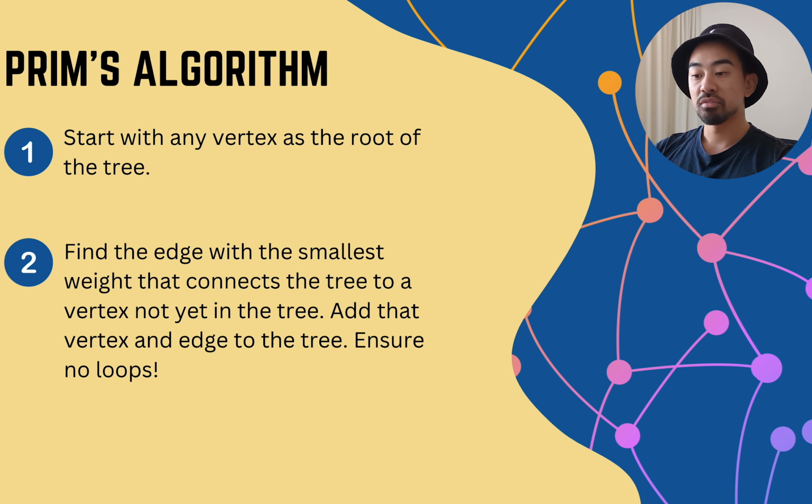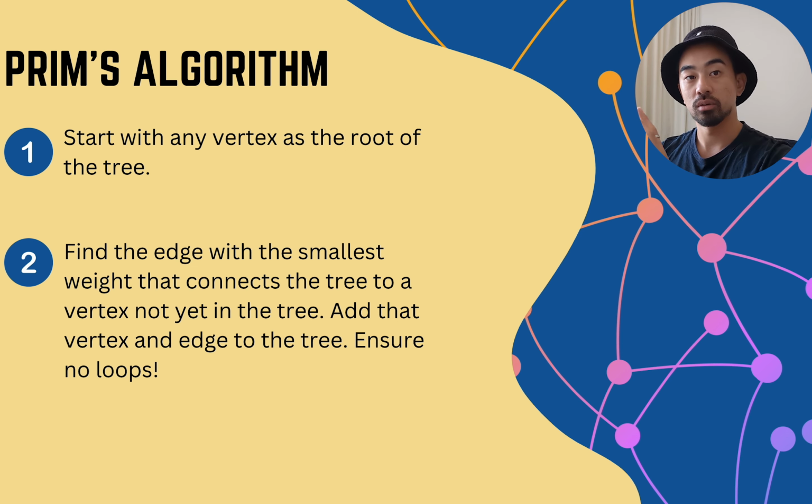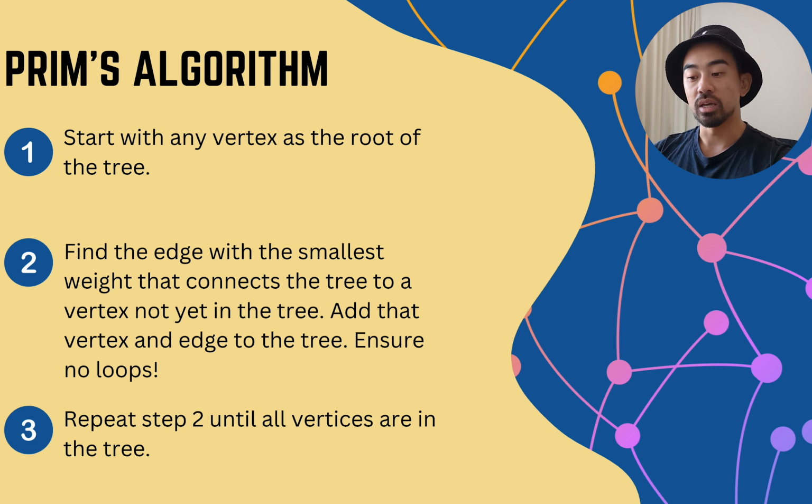Step 2, find the edge with the smallest weight that connects the tree to a vertex that's not in the tree. So basically what you want to do is look for the next smallest edge that's connected to the tree you've started. Now make sure there's no loops as always, and then step 3, you just repeat step 2 until all the vertices are done. Okay, so let's have a look at some examples here.